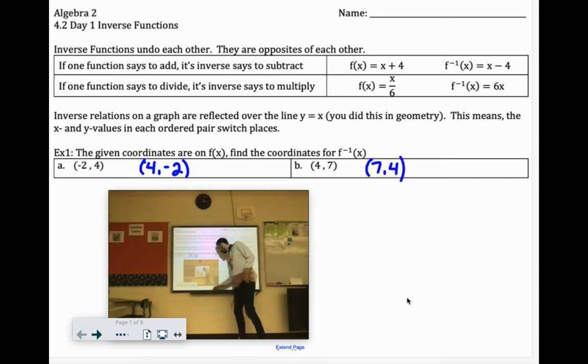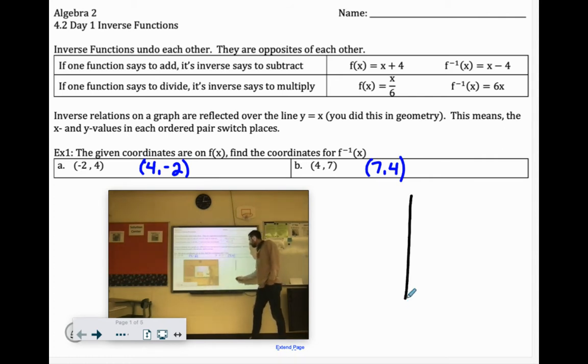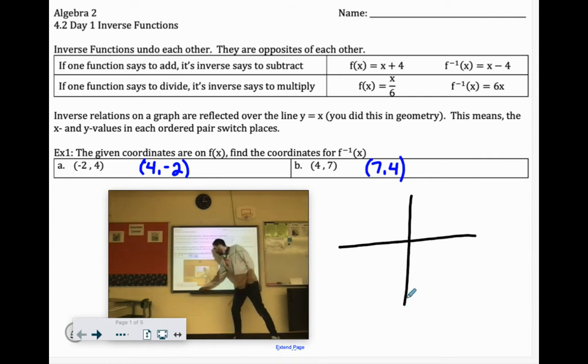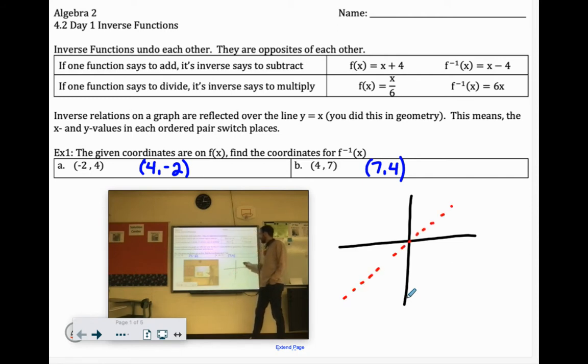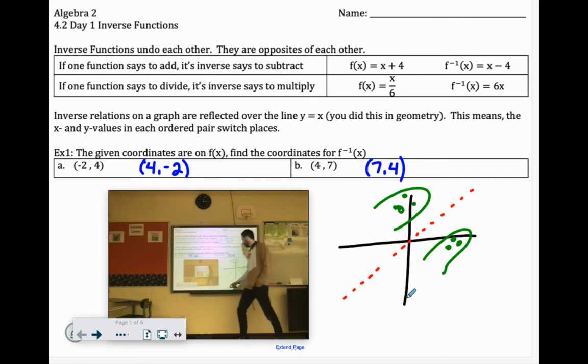So if you were to be graphing these, they get reflected across the line y equals x. If you had like a ghost over here, it would get reflected over yonder. It's time for Halloween, folks.